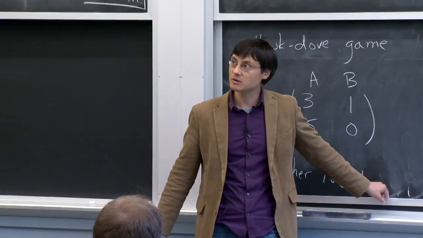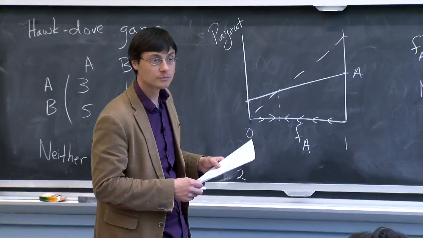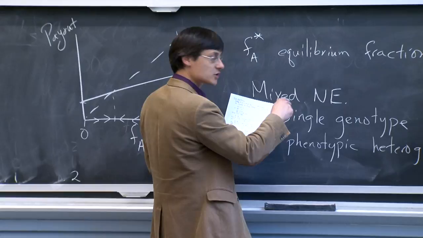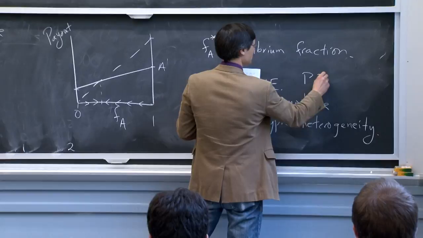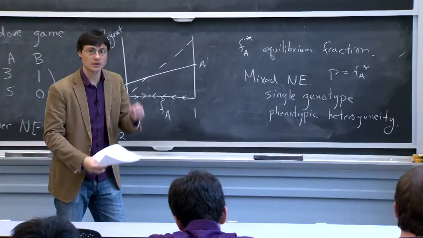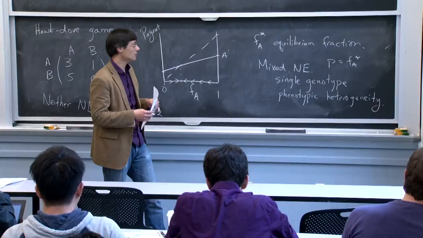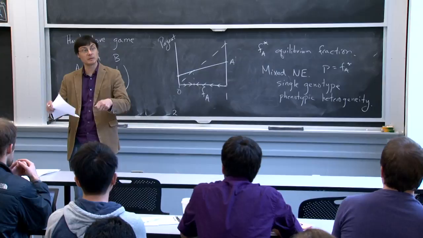Student: So F_A star is going to converge to this probability that you would... Exactly. So the Nash equilibrium mixed strategy plays A with probability P, so P should be equal to F_A star. And indeed, the heterogeneity there can be implemented either way. It's either coexistence of genotypes following different strategies, or it could be one genotype implementing both, or it could be a mixture of those, actually.